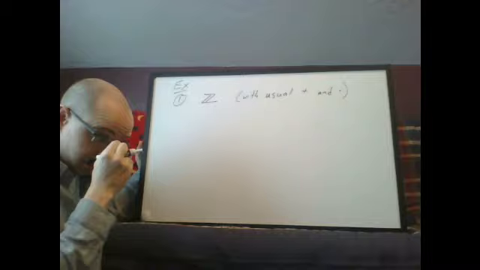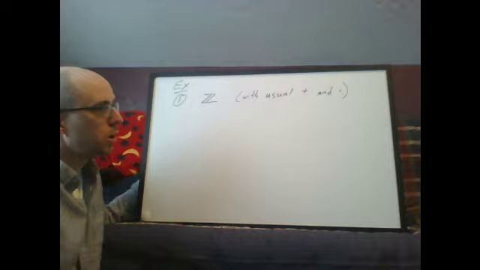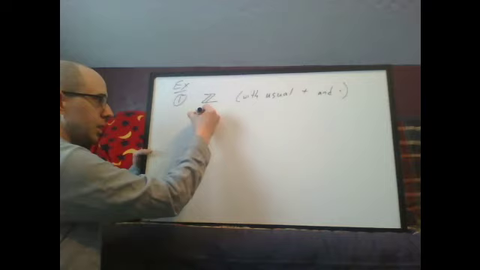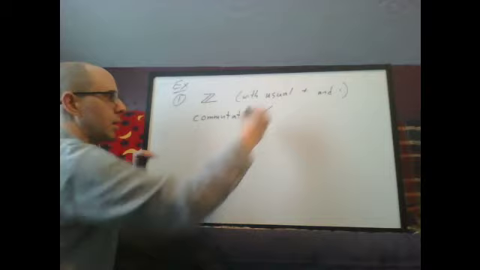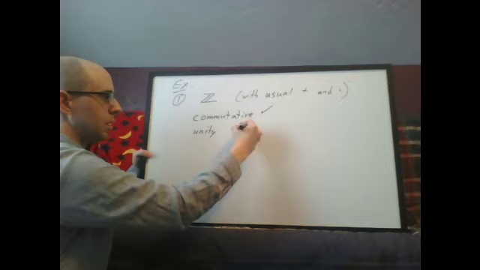So we can add integers, and it has all the nice properties, as we know. We can multiply integers, it has all the usual properties, and it also is actually commutative. So it's commutative. There is a unity, which is just the number one.